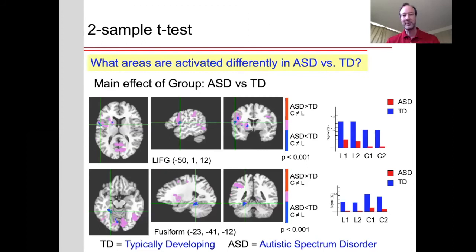For this particular study, we actually had two groups that we were looking at, individuals with autism spectrum disorder versus typically developing controls. We were interested in knowing what areas are activated differently in those individuals with autism spectrum disorder versus neurotypical controls. That's what we can see here with a two-sample t-test comparing the two groups, and the regions in color showing the main effect of the group, that is, individuals with autism spectrum disorder versus typically developing controls, showing differences in the left inferior frontal gyrus and in the fusiform gyrus.